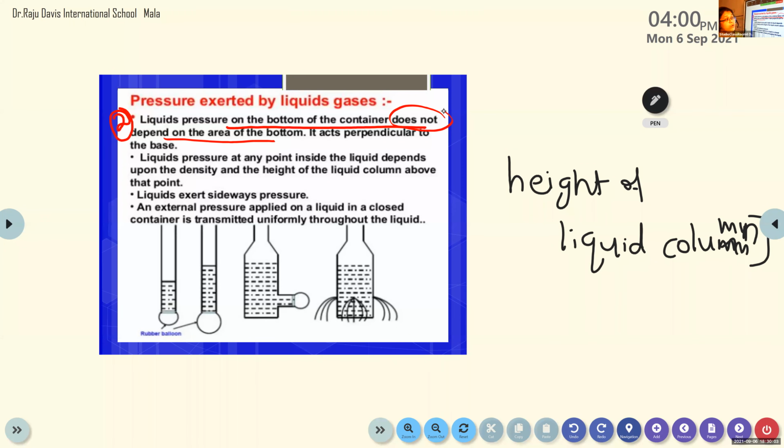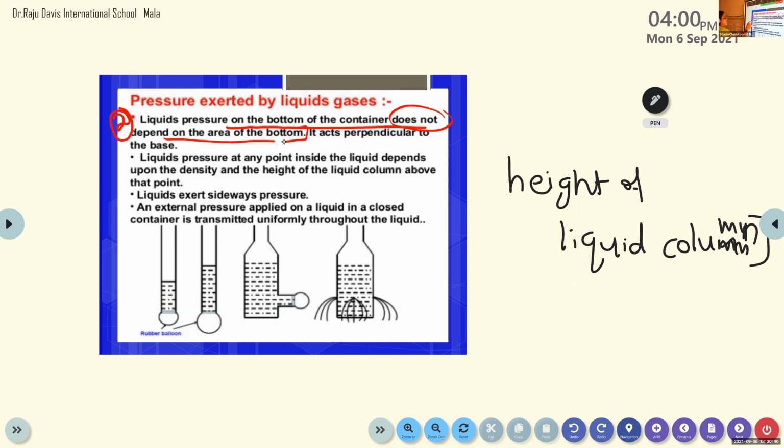In the previous, when we talk about the solid pressure, pressure on wood, pressure on a person by an object, the area was a factor. But in the case of liquid pressure, area is not a factor. Here the first factor is depth or height of the liquid column. So liquid pressure does not depend upon the area of the container, how much area it is. What only matters is how much liquid it contains, not the area.